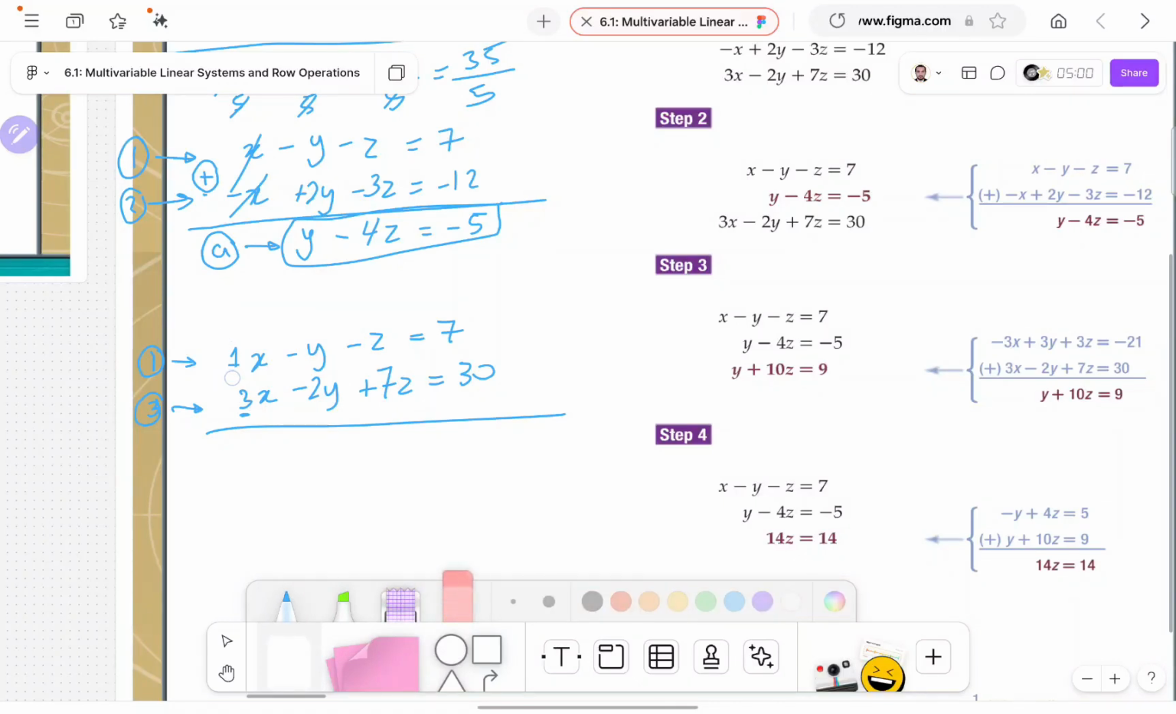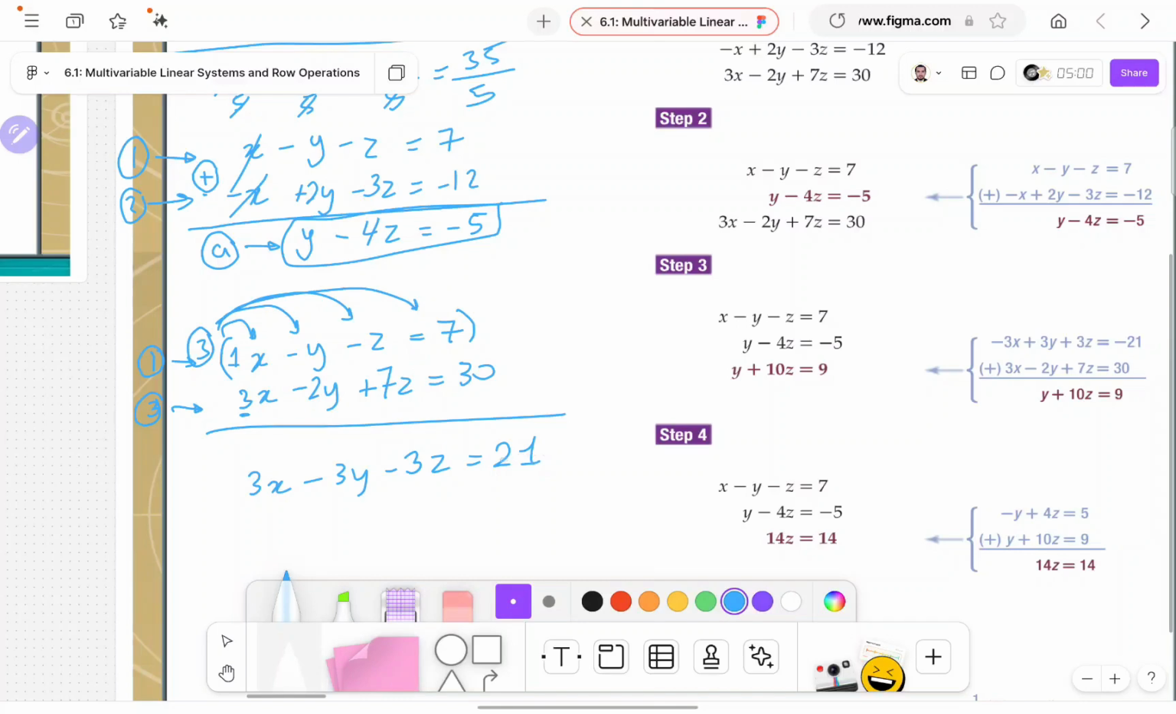But you can't just multiply one number. You have to multiply the whole equation by what? By 3. Okay? So now, if you multiply the whole equation by 3, it will become 3x minus 3y minus 3z equals 21. Now let's write the third equation: 3x minus 2y plus 7z equals 30.